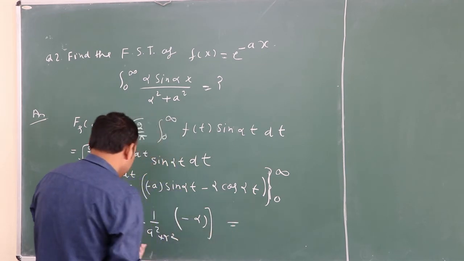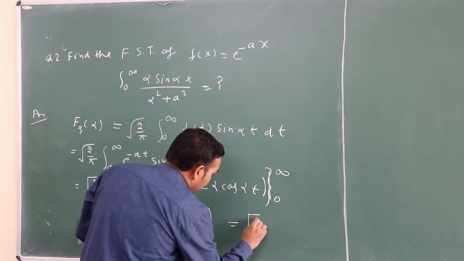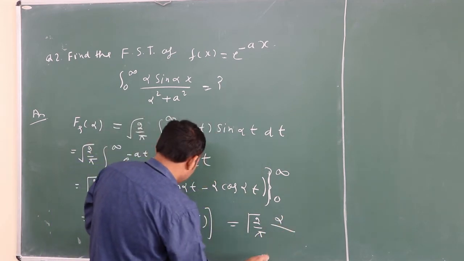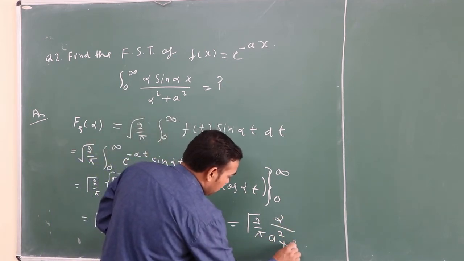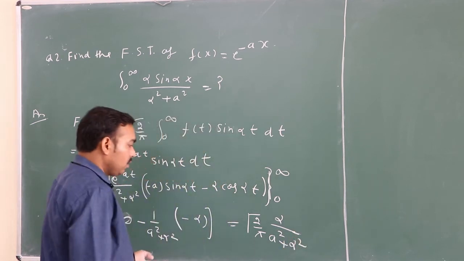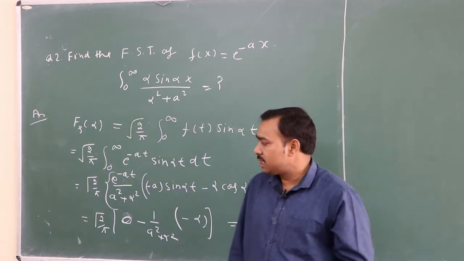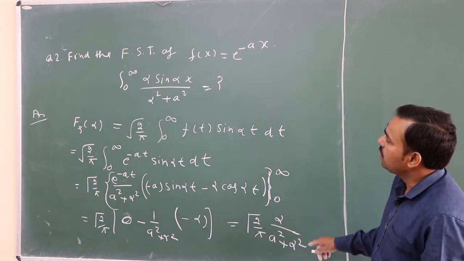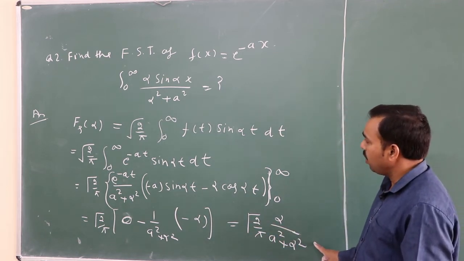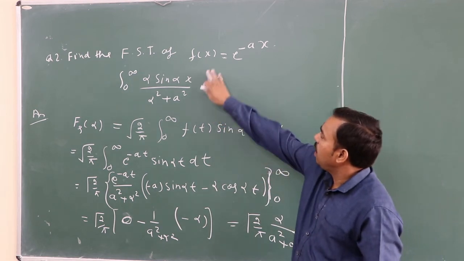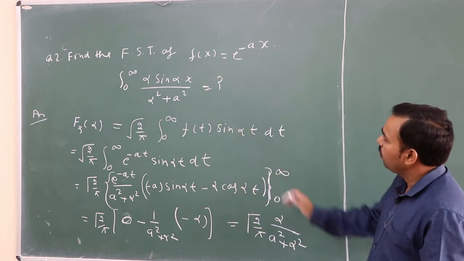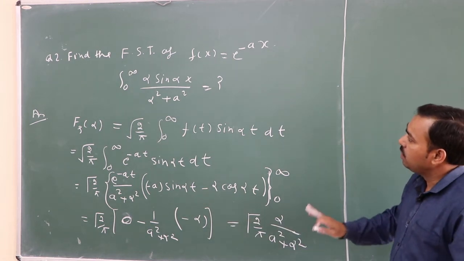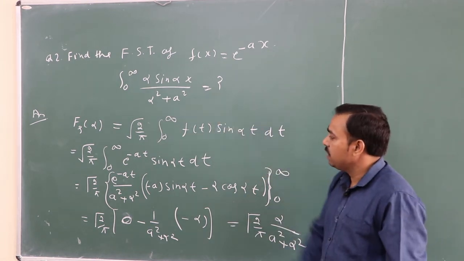So this can be written as under root 2 upon pi alpha upon a square plus alpha square. So we can say that this is the Fourier sine transform of f(x). Now with the help of this Fourier sine transform, we try to evaluate this integral.